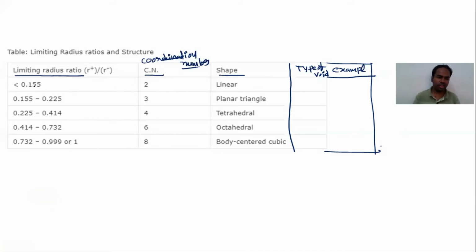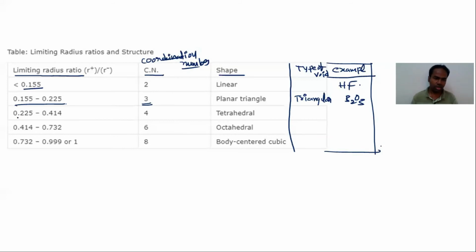If the radius ratio is less than 0.155, then the coordination number is 2, the shape is linear. The example is HF solid. If the radius ratio increases, by increasing the radius of the cation, from 0.155 to 0.225, then obviously the coordination number increases from 2 to 3. The arrangement of anions is planar triangle. The void is trigonal void or triangular void. Best example, B2O3, boron trioxide.